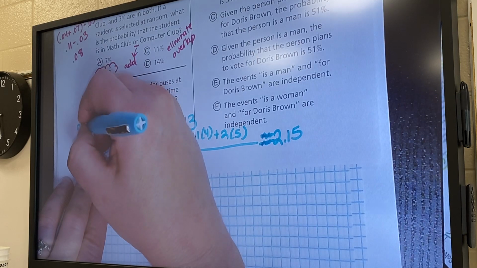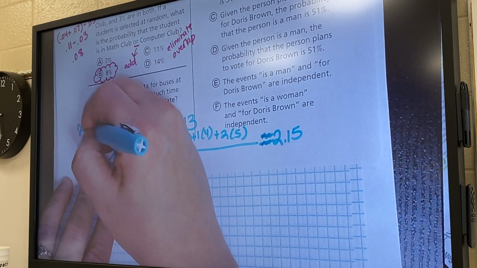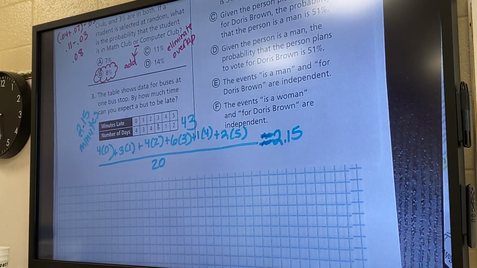So you can expect the bus to be 2.15 minutes late on average, which actually isn't bad. Right. My bus was an hour late. If you ever been to Disney and stayed and you have to take the bus, has anybody ever done that? Yeah. Sometimes you'll be waiting a real long time. Okay, really? All right.